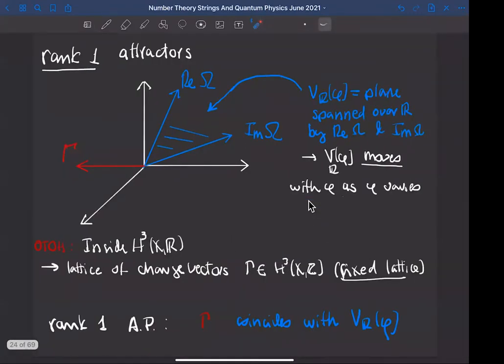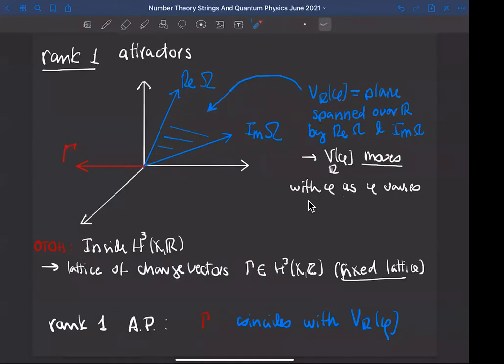So let's consider first the rank one attractors. Consider H^3, the third cohomology, and consider a space, I'm calling V, which is a plane in H^3 spanned over R by the real part of omega and the imaginary part of omega in blue here. Of course, as you vary phi, this plane moves. On the other hand, inside H^3 of R, there is a lattice of charge vectors. So this gamma has values in the integers and it belongs to a fixed lattice. A rank one attractor is an attractor such that this gamma coincides with this plane, so it lies on this plane.